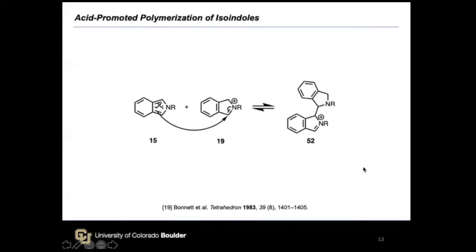But we reasoned that this could be avoided if we can ensure full conversion of the isoindole to the isoindolium. We figured that by using a sufficiently large excess of protic acid, we could completely convert the isoindole to the isoindolium. And that if we use a significantly lower concentration during cyclization, we could disfavor the intermolecular polymerization reaction and promote the intramolecular cyclization reaction.